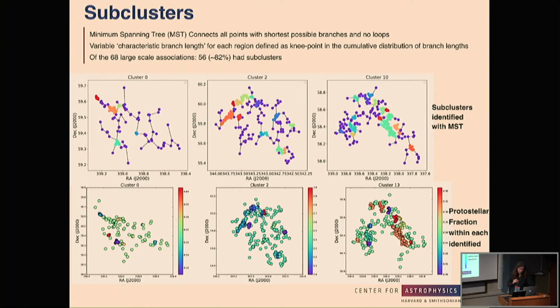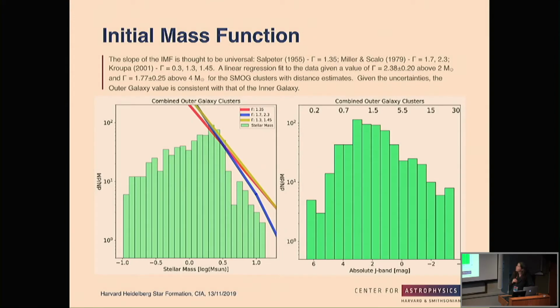We did subclustering with minimum spanning tree and also with DBSCAN again, and did find basically all of the larger regions have many subclusters. The protostellar fractions do vary, but there's no real consistent trend. We can't really tell if there's any kind of evolution going along or triggering star formation in any of these clusters. We're hoping that once we get the X-ray data for some of these, we'll be able to talk about that further. So I guess our most interesting result would be the initial mass function.